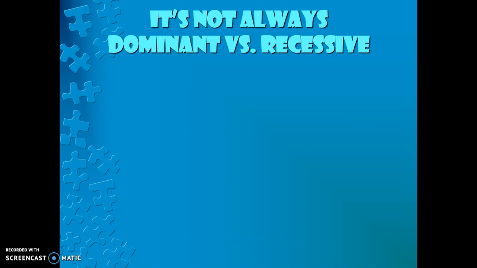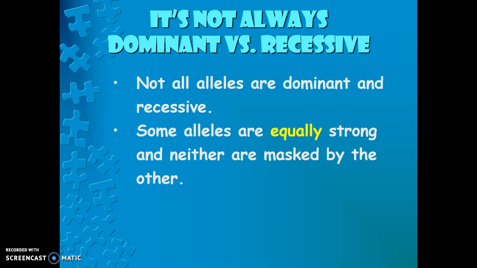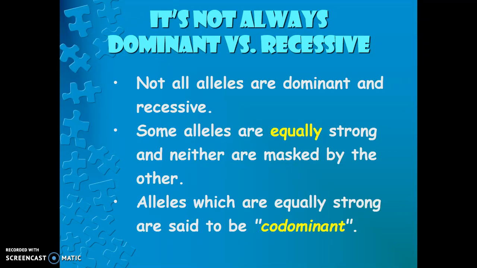So it's not always dominant and recessive. Some genes don't follow that pattern. With codominance, alleles, the different versions of genes, are equally as strong as one another. So one cannot cover up and hide the other. One does not dominate over a recessive. They're both equally strong and they fight just as hard as the other. So what happens when they're equally strong is we have a codominant situation, either codominance or incomplete dominance.